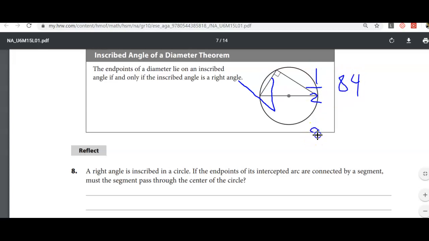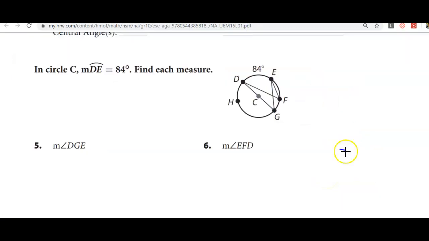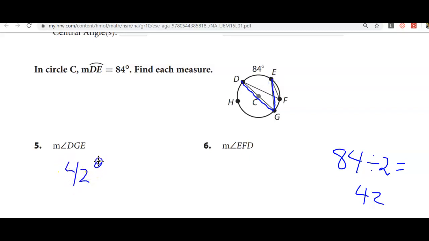So if you wanted to solve that, you could do it the two different ways. If you like fractions, you can go 84, okay, times it by 1/2, or most of you just like to divide that by 2, okay? So 84, sorry, divided by 2 gives us 42. So DGE is going to be 42 degrees.